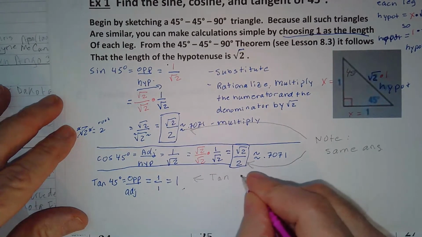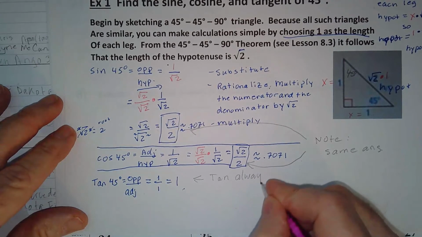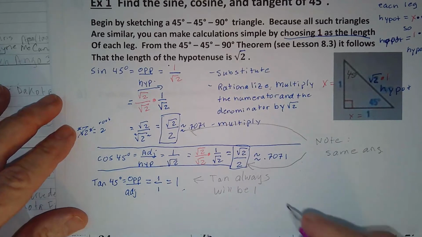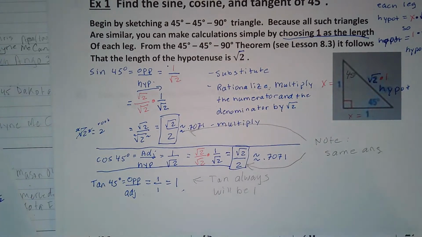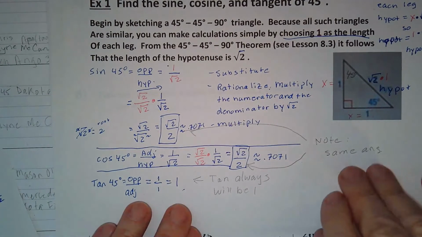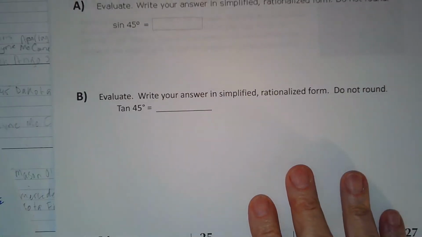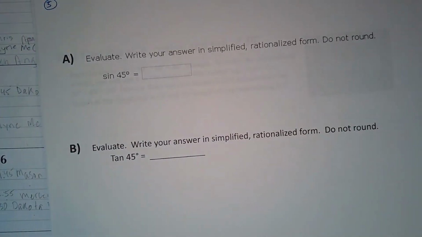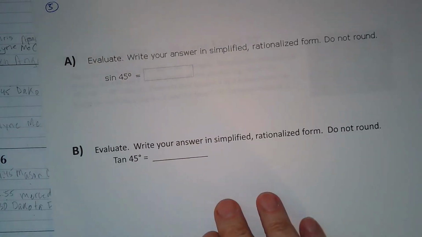Tangent always will be 1. All right? So that's something useful you can use as a shortcut when you're working these. All right. So now I'm going to do a couple of problems that are, frankly, IXL problems. This is the way you see them.